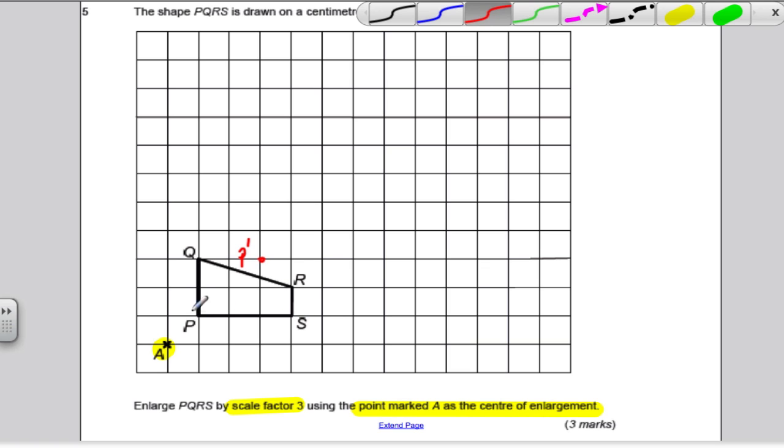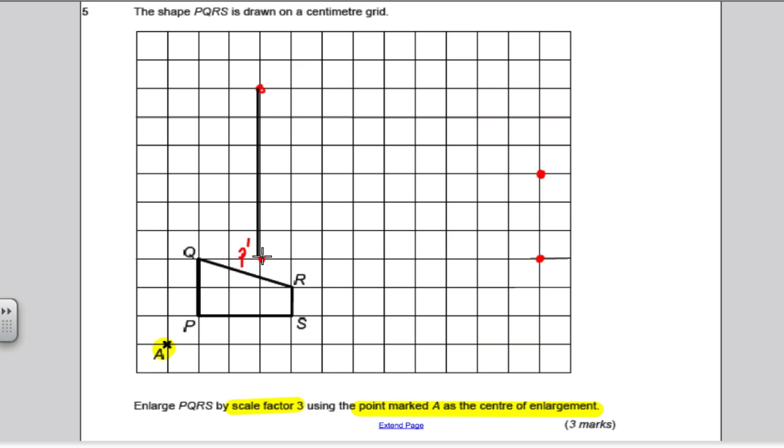Each of the sides is going to get multiplied by 3. S was 3 away from P, so this is going to be 9 away. So 3, 6, 9 away. This was 2 up, so this distance is going to be 2, 4, 6. And this was 1 up, so it's going to be a distance of 3. And again, you can draw in your shape then. Your shape would simply look something like that.